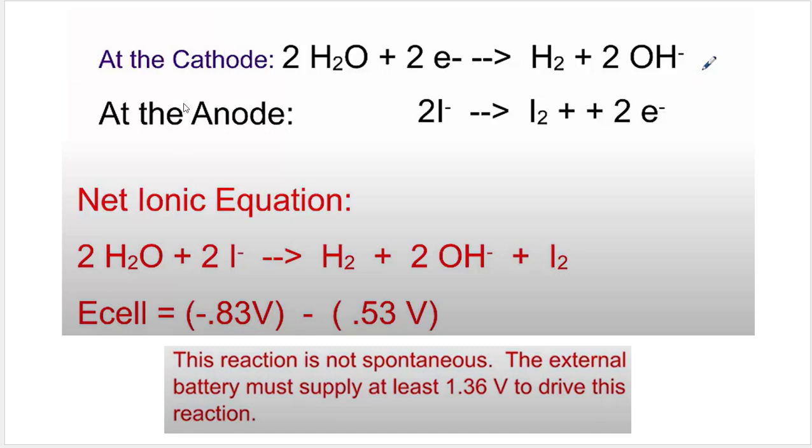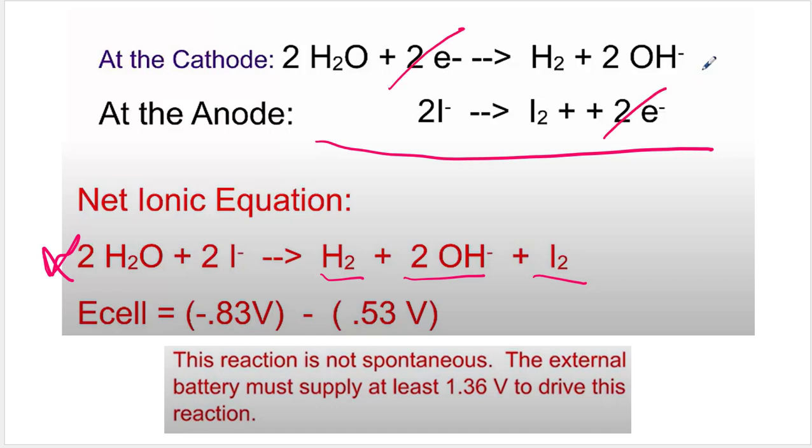So when we're looking at these two half reactions, one of them comes from the electrolysis of water, while the other comes from the electrolysis of the aqueous NaI solution. And if we put these two together, we have our net ionic equation. We have our two waters plus the two iodides, creating H2 and two hydroxides, forming that basic solution, and the elemental form of iodine, I2.